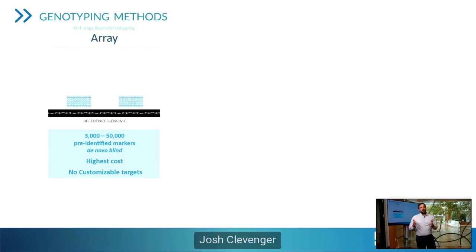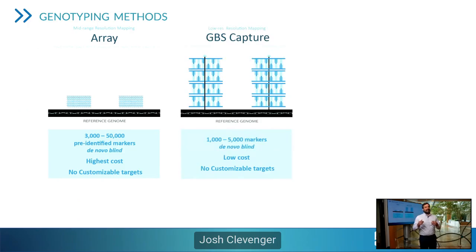That led to folks trying to utilize sequencing for cheaper. So they would do things like GBS or RADseq or these reduced representation sequencing techniques. Those are really powerful and great, although you have lower numbers of markers at your disposal.